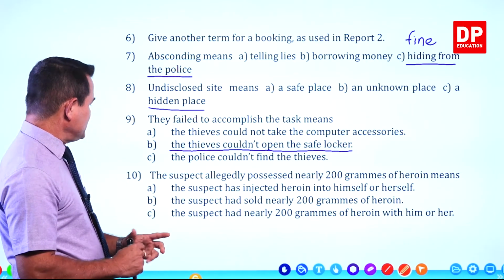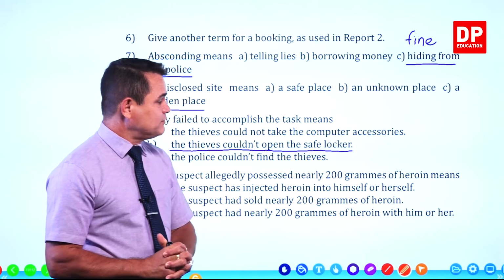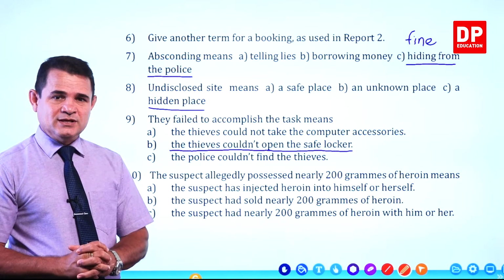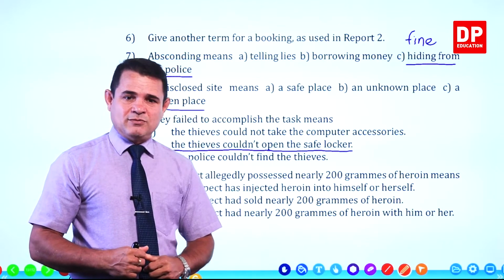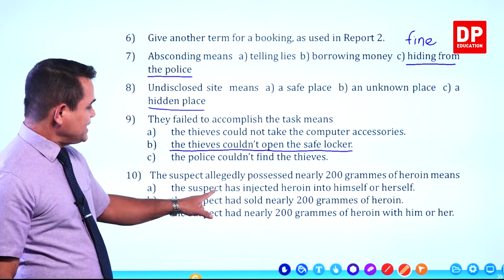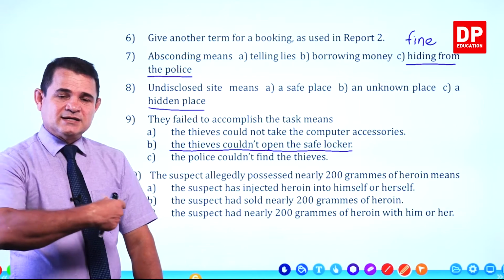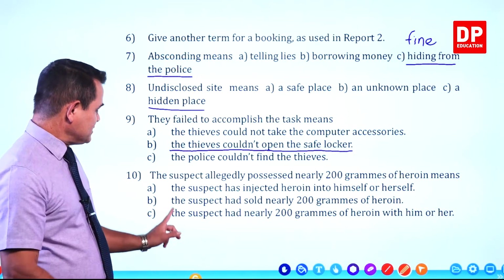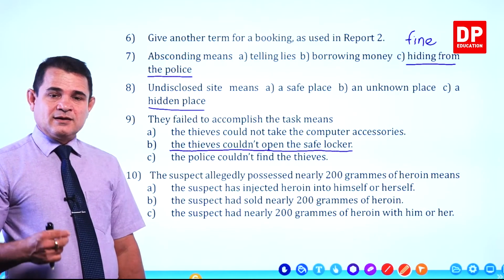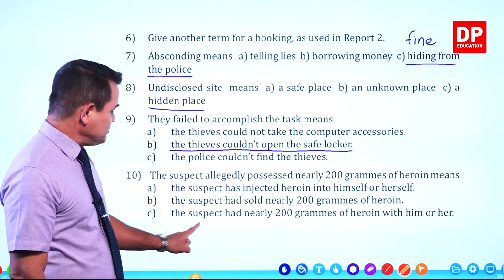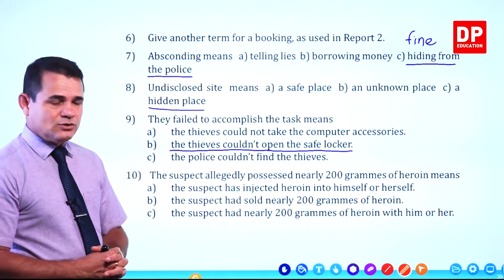So next one, number 10. The suspect allegedly possessed nearly 200 grams of heroin, means. නීති විරෝධී ලෙස සන්තකයේ තබා ගැනීම. කොච්චරද? 200 grams of heroin means. ඒකේ තේරුම මොකද්ද? The suspect has injected heroin into himself or herself. heroin inject කරගෙන යාගේ ඇඟටම ශරීරයට. එහෙමද නැත්නම් the suspect had sold nearly 200 grams of heroin. heroin gram 200ක් විකුණා කියන එකද? නැත්නම් the suspect had nearly 200 grams of heroin with him or her. ඔහු සන්තකයේ තිබුණා කියන එකද? Actually the answer is C.